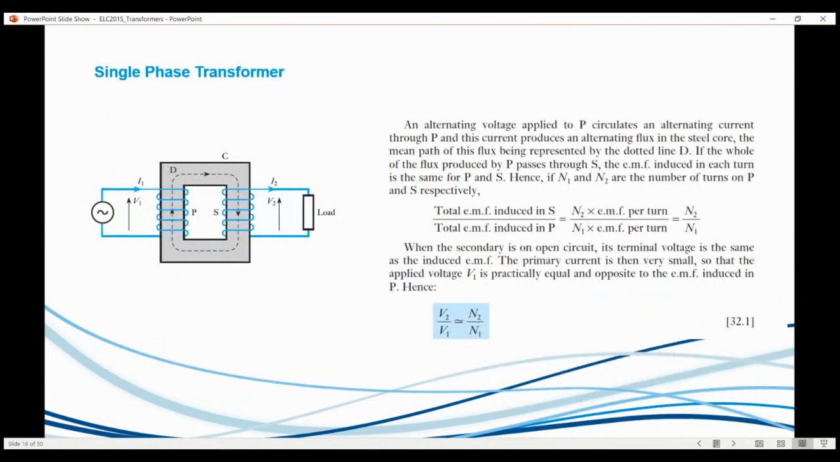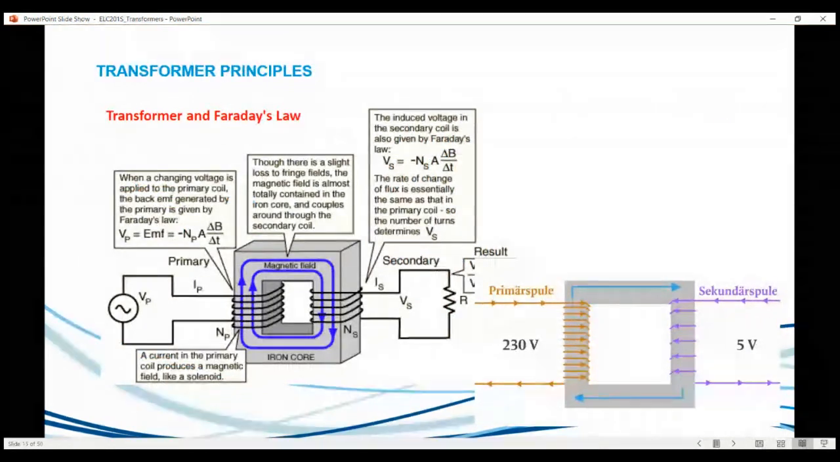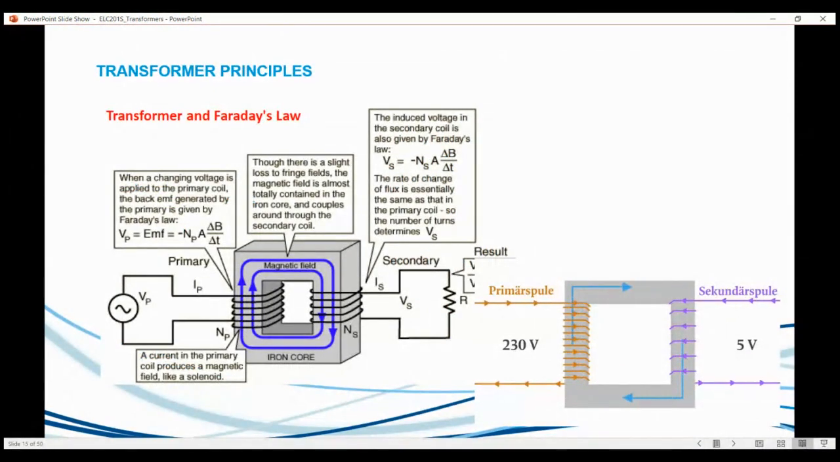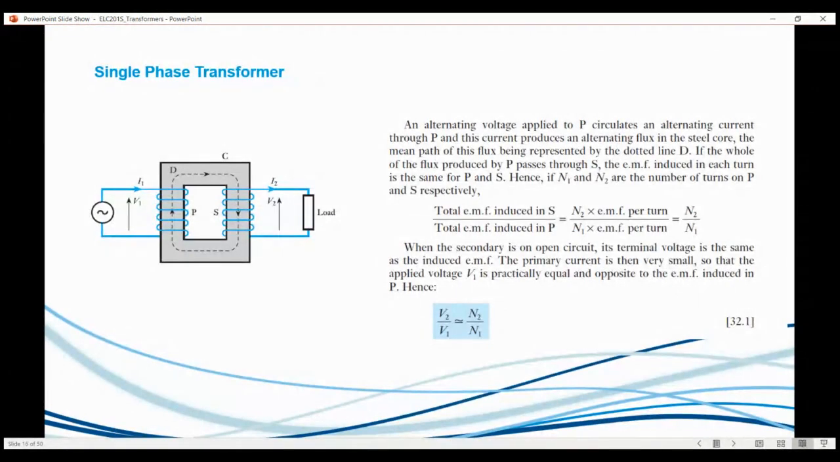Cool. So just looking at the analysis of it, what they basically state is that an alternating voltage applied to P circulates an alternating current through P and produces an alternating magnetic flux. Alternating magnetic flux means going back and forth, as you can see in that image. And it's in the steel core. The mean path of this flux is represented by the dotted line D. Obviously, it's just representing what the flux looks like. And if the whole flux produced by P passes through S, the EMF induced in each turn is the same for P and S.